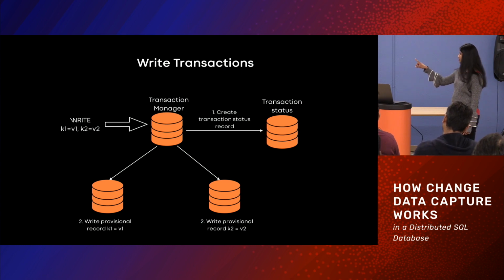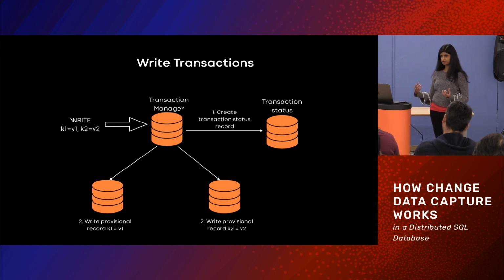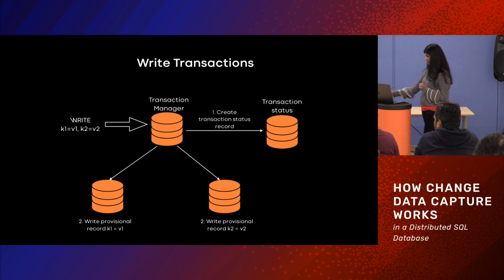The tablet leader for K1 might be one node. The tablet leader for K2 might be another node. Both of these nodes receive a provisional write. Now what is a provisional write? A provisional write is something that we've written in our WALs. So we know that this write happened, but we've not yet made that write visible to any reader because the transaction has not yet committed.